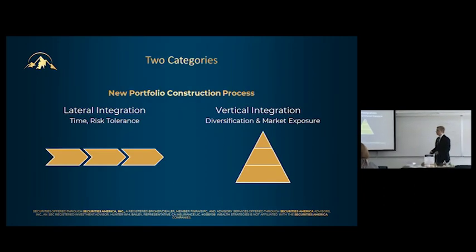So there's 2 categories that we look at when we're building portfolios, and we have named them lateral integration and vertical integration. To start with, lateral integration really is looking at the horizontal axis. We're using time as our measurement for how much risk we can take. Obviously, there is also the dollar amount that we're looking for, but the amount of time that we have gives us a barometer on how risky we can go.